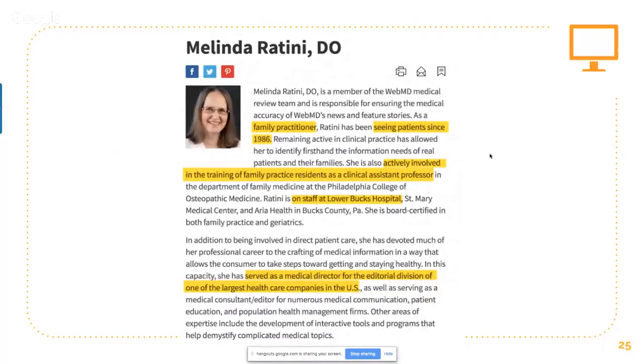And again, we're not going to read every single word in the bio, but I looked really hard to try to find whether Jennifer Mahan was somebody who was known as having EAT in health. And I can see here that Dr. Rattini is a family practitioner. She's been seeing patients for a couple of decades. She's actively involved in practice. She's on staff at a well-known hospital. This person is definitely qualified to write this. And so we're going to talk about medical reviewers and how you can add those because that's something that can potentially help boost your EAT.